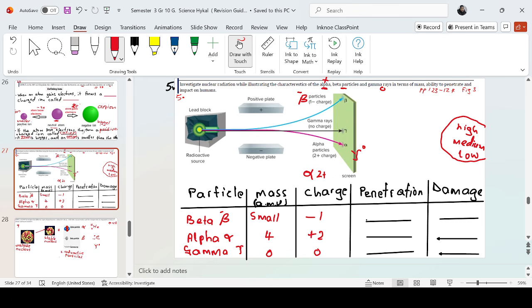Let's come here. Beta are negatively charged particles. Alpha are positively charged particles. Atoms break down in order to gain stability, and they give us these three radioactive particles, which are alpha, beta, and gamma. Let's start with firing. We are now firing the three. Alpha is 2+. Beta is an electron, which is minus. Gamma is not charged, 0.